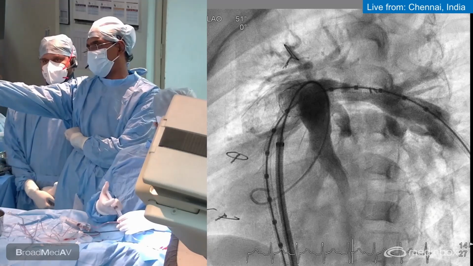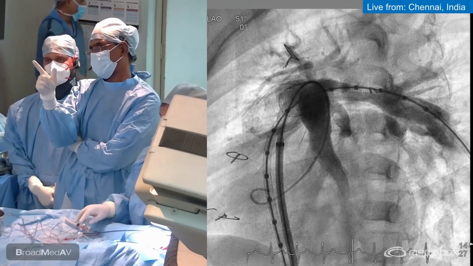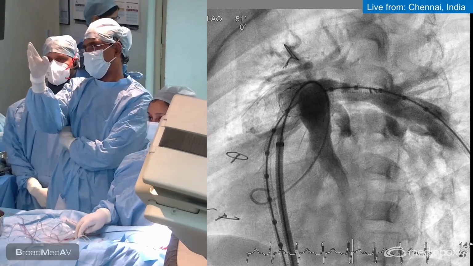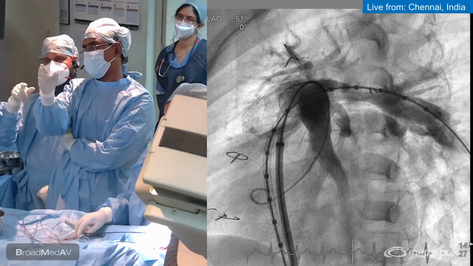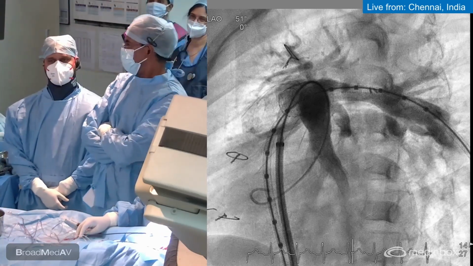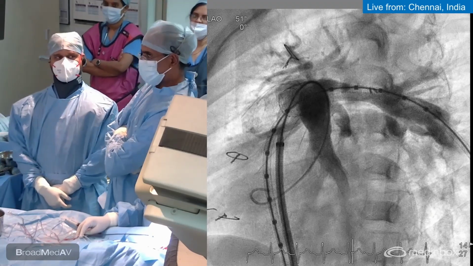Let us see from the distal marker, the third marker. At the level of the third marker, the PA has started bifurcating. Yes, sir. And so, if you take from that third marker onwards, 4, 5, and 6, it's almost 3 centimeter.